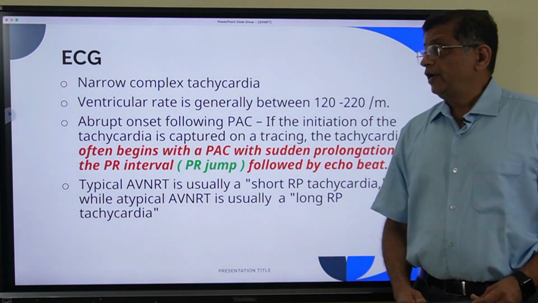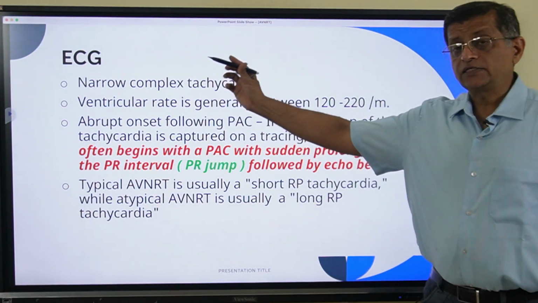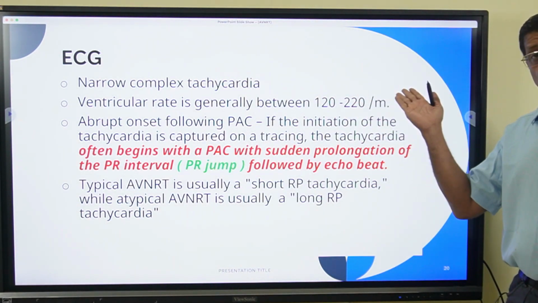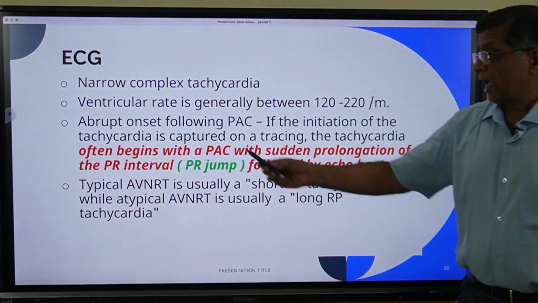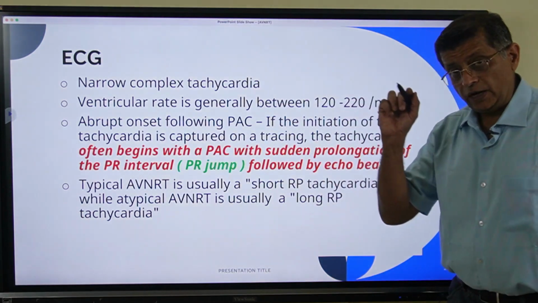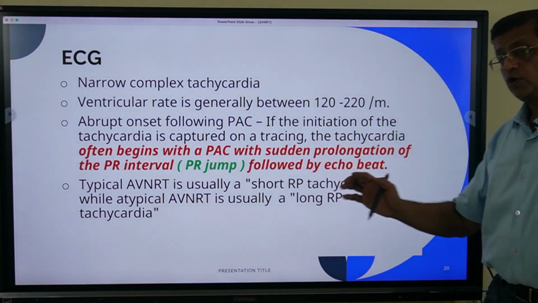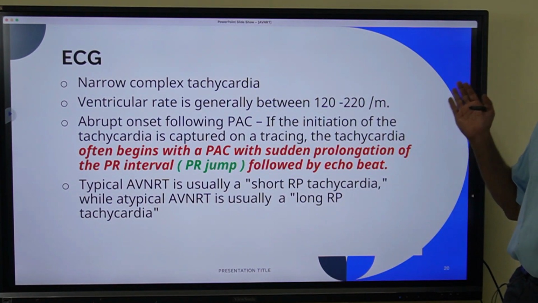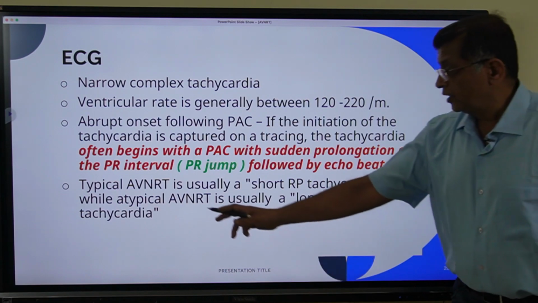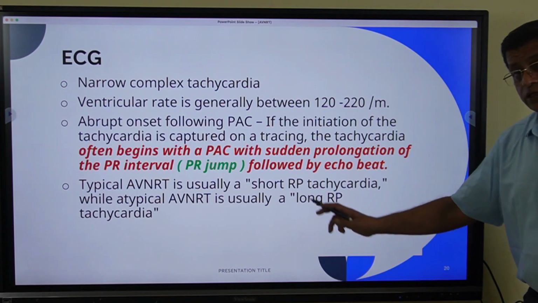What is the ECG finding? We have already discussed, so just to summarize: it is a narrow complex tachycardia unless there is aberrancy or bundle branch block. The ventricular rate is between 120 to 220 per minute. There is abrupt onset following a PAC. If you can document an abrupt onset, an atrial premature contraction, then a long PR, that is the PR jump, followed by supraventricular tachycardia, then it is most likely AVNRT. Typical AVNRT is a short RP tachycardia, while atypical AVNRT is a long RP tachycardia.